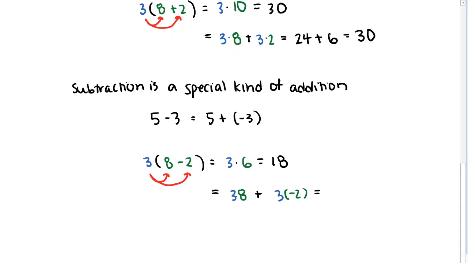And so here this gives us, 3 times 8 is 24. 3 times negative 2 is negative 6. And 24 plus negative 6, that's 18. So we get the same result. Distribution applies to differences as well.